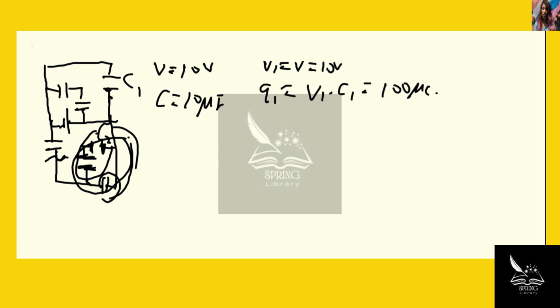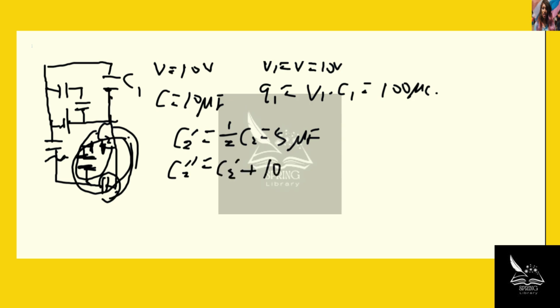So these two have a total capacitance, let's say C2 prime, equal to half of C2 because these two are in series, right? So equal to 5 microfarads. And these two, actually, they are in parallel with this one. So basically, C2 double prime equals C2 prime plus 10 microfarads, which equals 15 microfarads. So this is the total capacitance of this whole part. And then this whole part is in series with this one.